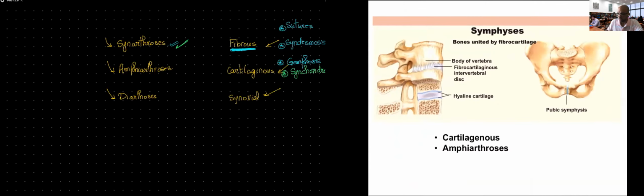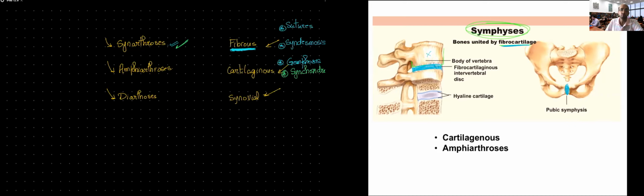All right, so looking on here for the symphysis. What's a symphysis? A symphysis is a type of joint where you're going to be attaching the bones together with fibrocartilage. Like where? Like the intervertebral discs between the vertebrae. I have the intervertebral discs which are formed of fibrocartilage attaching the vertebrae together. Also the pubic symphysis. The pubic symphysis is formed of fibrocartilage attaching the two pubic bones together.